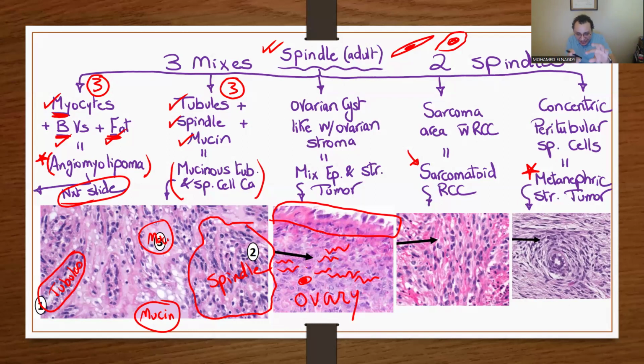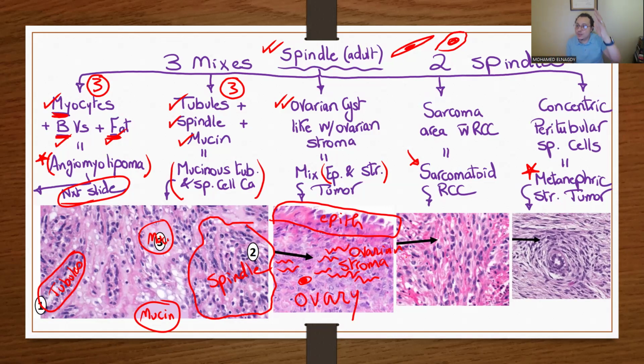However, you're seeing a kind of ovarian cyst-like architecture. Some cells on the top, and then some ovarian stroma-like element that you see. This is, we would say, ovarian cyst-like with ovarian stroma. They call it mixed epithelial and stromal tumor, because here we see only epithelium on the surface and stroma. Not only a stroma, it's ovarian-like stroma underlying this epithelium.